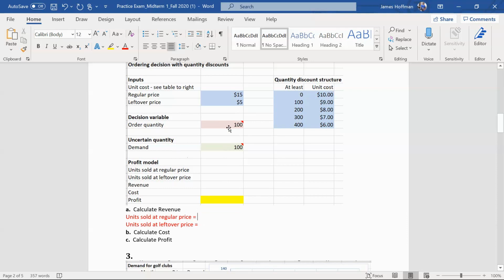But in this case, we order 100, demand is 100, so we sell everything at 100. The units we sell at regular price is 100. Okay, and then by default, you can see that we don't have any leftover to sell at leftover price because this 100 we ordered, that was demand, so we sell them all at $15. So in this example, nothing is sold at leftover price because there's nothing left over. Okay, so do we see how I got those numbers?